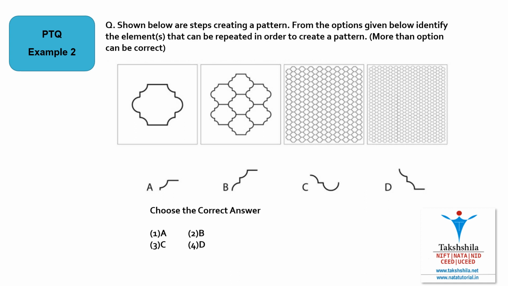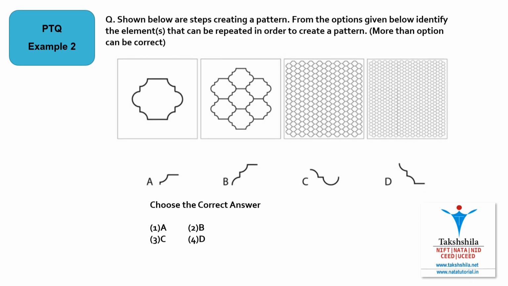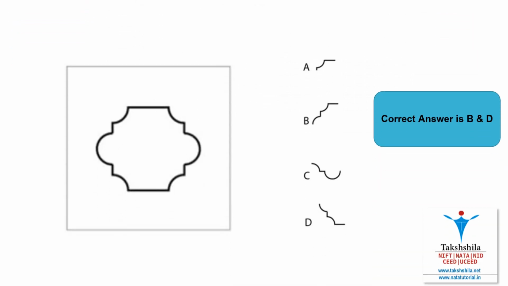So let's see what is the correct answer. So here both B and D are the correct answer. By using B and D we can create the pattern. If you see carefully, B is just the mirror image of D. So both B and D are the correct answer here. So this also comes under PTQ kind of questions.